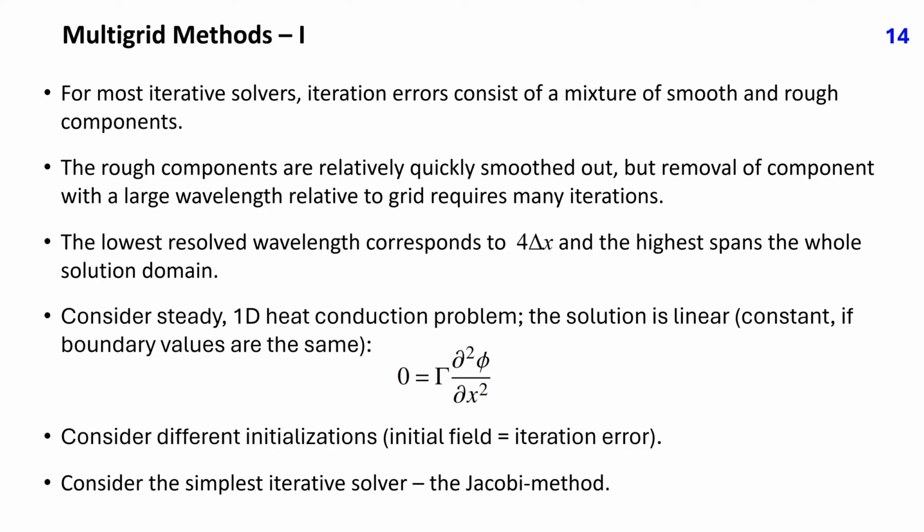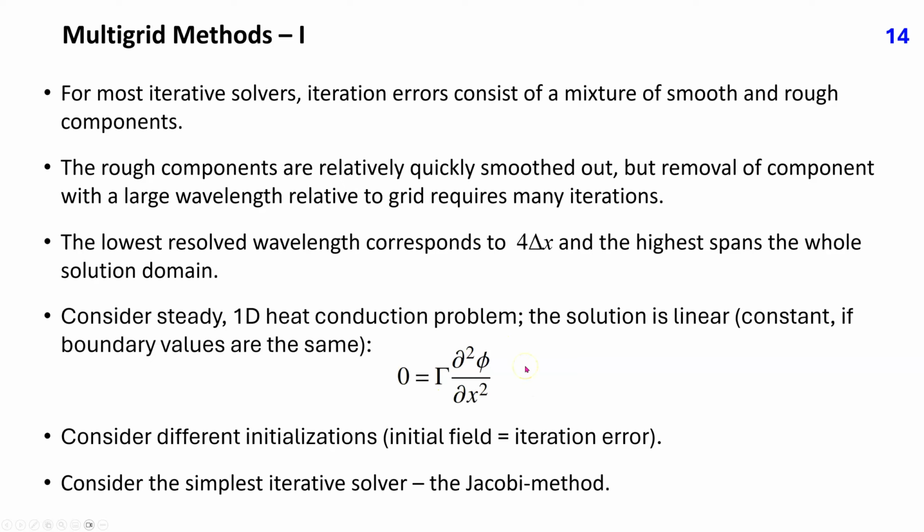For most iterative solvers, iteration errors consist of a mixture of smooth and rough components. The rough components are relatively quickly smoothed out, but removal of components with a large wavelength relative to grid spacing requires many iterations. The lowest resolved wavelength corresponds to 4 delta x, and the highest is twice the width of the solution domain. To demonstrate the main idea behind multigrid strategy, consider steady one-dimensional heat conduction problem, given by this equation.